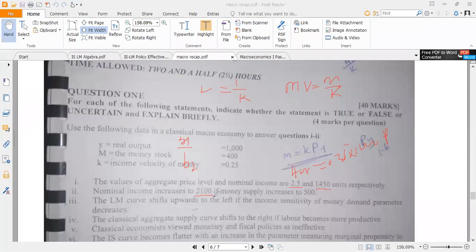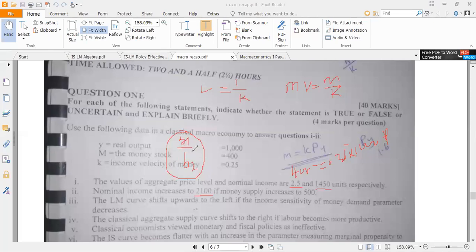Just know that the curve becomes steeper if there's an increase in this ratio. So if B1 is decreasing, there will be a decrease in this ratio, so the curve won't become steeper. It rather becomes flatter. See that we have concentrated so much on the interest elasticity of money demand.